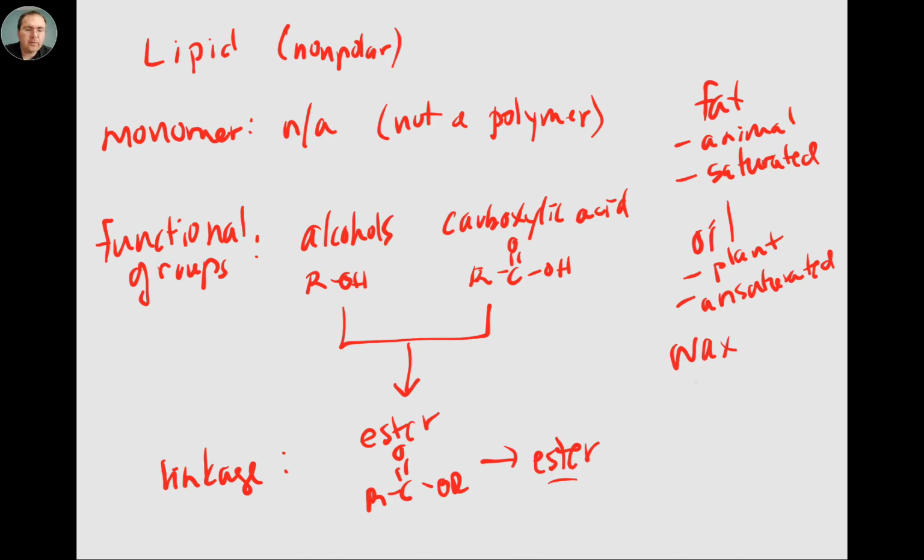A wax, however, is no glycerol. It has a long chain alcohol instead. So no glycerol there. And it tends to be saturated, which is the worst of both worlds. And that's what we need to know about lipids, not polymers. Functional groups, unfortunately, do have some overlap with both carbohydrates and proteins, but they make esters in the end.